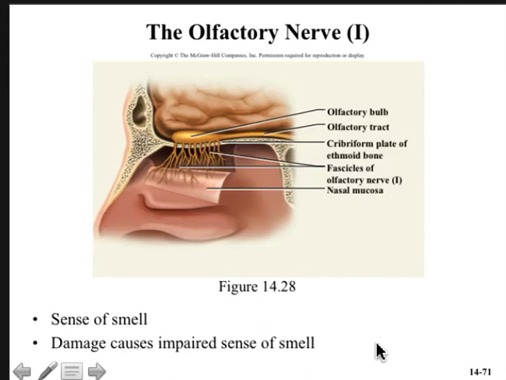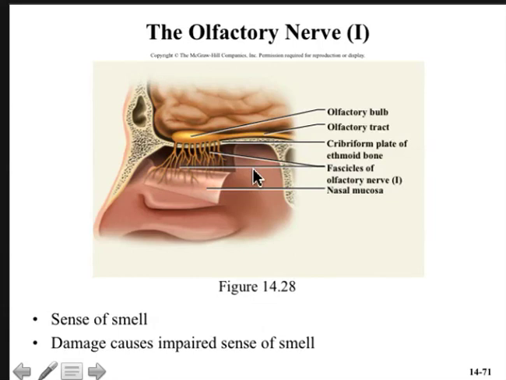Damage to it causes an impaired sense of smell. You can see the olfactory bulb and the olfactory tract. This is the cribriform plate of the ethmoid bone, and these are fascicles of tissue from olfactory nerve 1 that descend into the nasal mucosa.